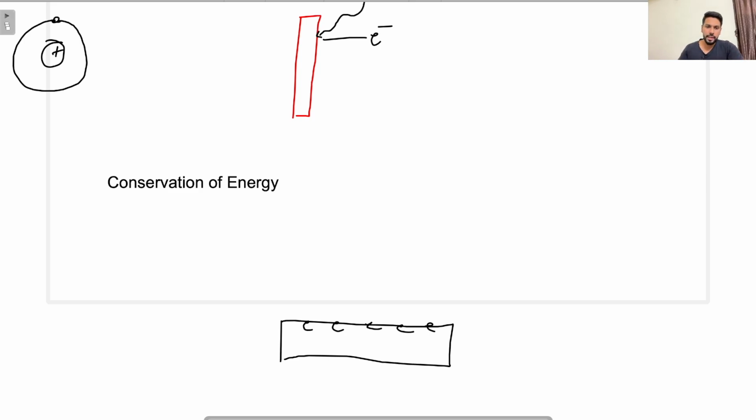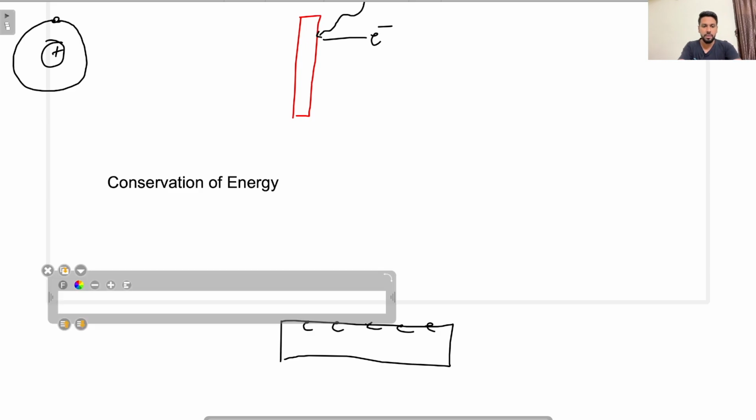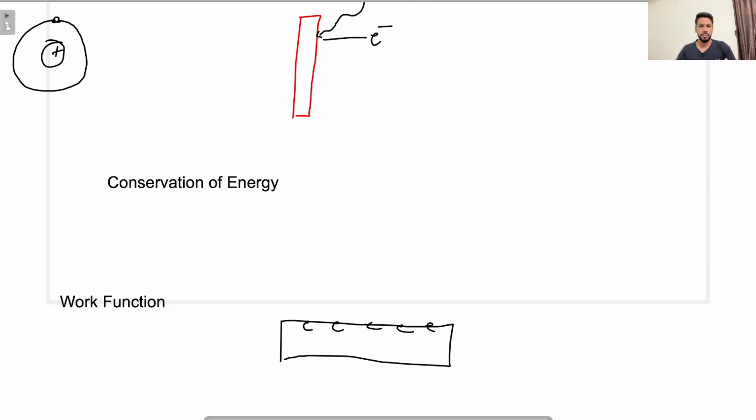I told you there is a minimum amount of energy that is required, or else the electron will not come out of that position. That energy is called the work function. That minimum energy required for the electron to be ejected outside the metal is known as the work function, and it is usually represented by the Greek letter phi.